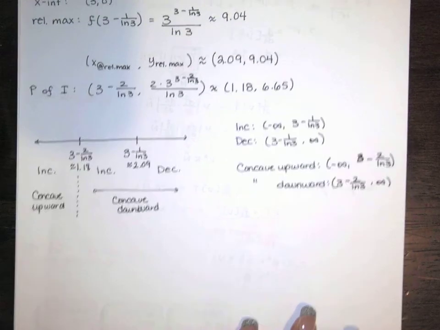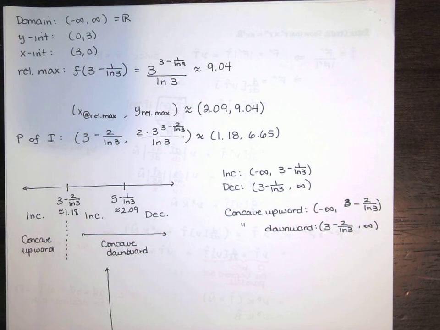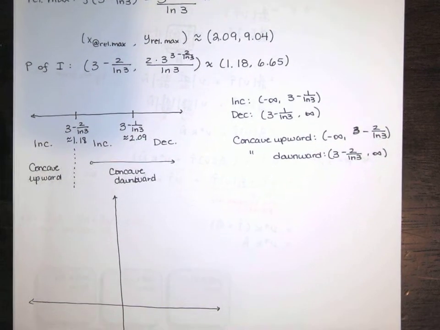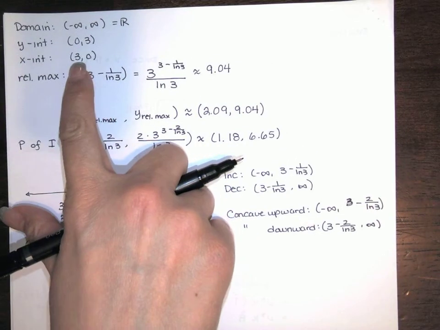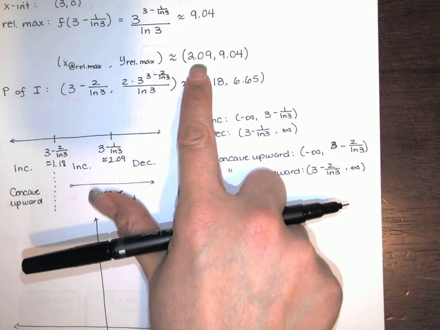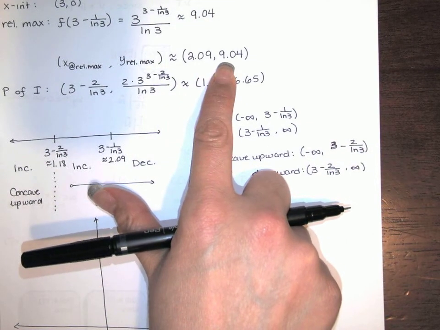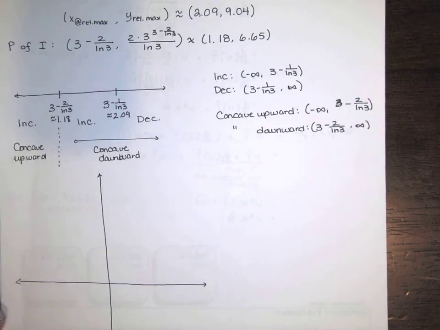Okay, so this is enough to help us graph the function. What do we know? Well, we know the domain is all real numbers. When x equals 0, y equals 3, and vice versa. And the point x equals 2.09, y equals 9.04 corresponds to the location of a relative maximum.